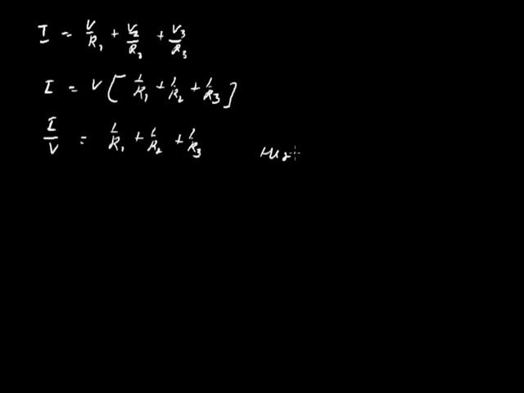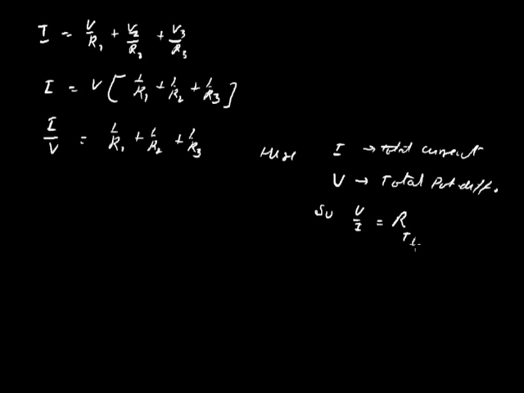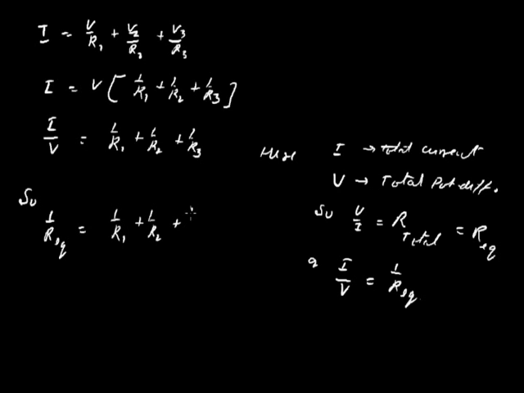Here I is the total current of the circuit, and V is the total potential difference of the circuit. So V upon I is the total resistance of the circuit, also known as R equivalent. Or I upon V will be 1 upon R equivalent. So 1 upon R equivalent is 1 upon R1 plus 1 upon R2 plus 1 upon R3.